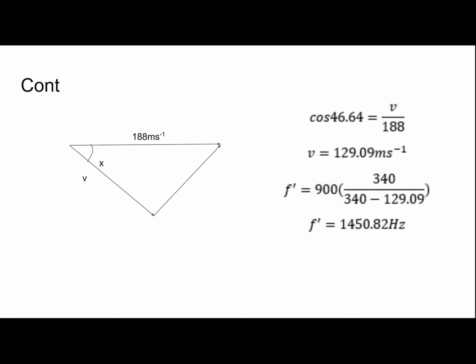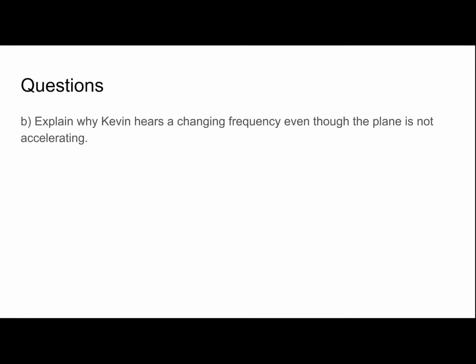And we use the minus sign because it's moving towards Kevin. So this component of the velocity is towards Kevin. Therefore, the observed frequency should come out to be 1450.82 Hertz. That will be our final answer. Question B.